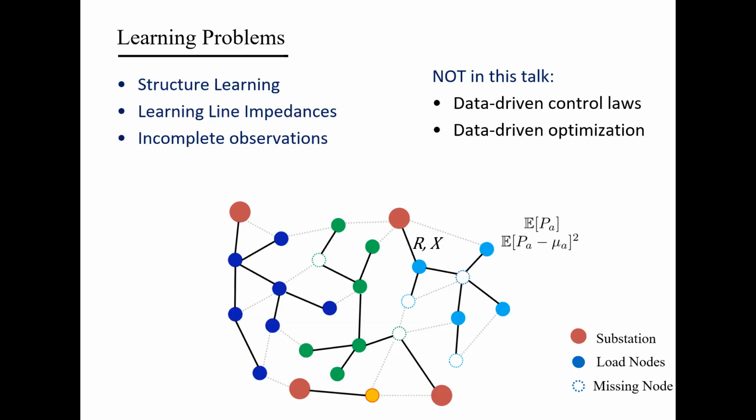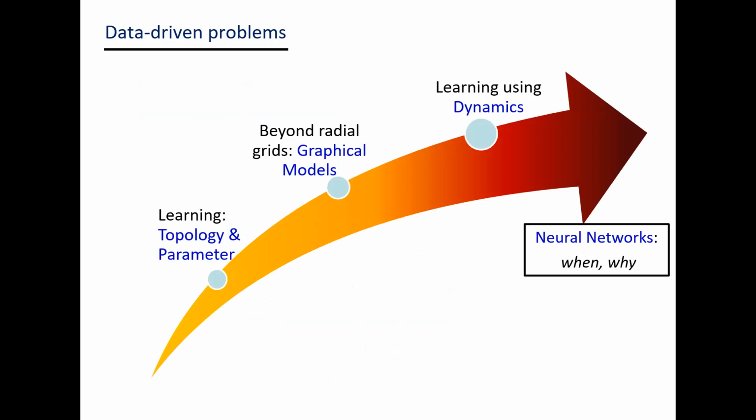So this is a brief overview of the rest of our talk, which is going to become more, I would say, mathematical. So I'll talk of three different things. One is I'll talk about generally learning in distribution grids, which would be topology, the structure, or parameters. And I'll talk about different flavors of it with different amounts of unobservedness or information in the system.